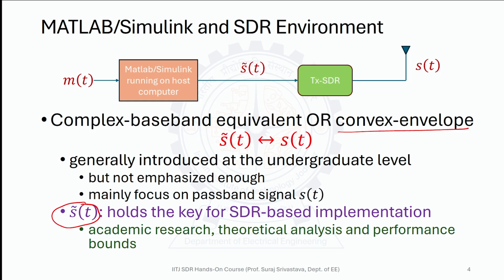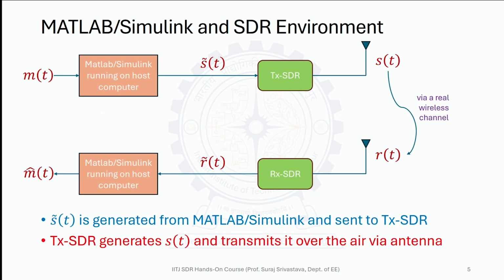So now if I look at the complete picture, the message signal m(t) is given to the MATLAB Simulink model which is running on the host computer. This Simulink model will generate the equivalent complex baseband representation of s(t). This will be given to the transmit SDR using the Ethernet cable or the USB cable, and then the role of the transmit SDR is to generate s(t) from this S tilde t, and this final waveform s(t) will be transmitted over the air via SDR.